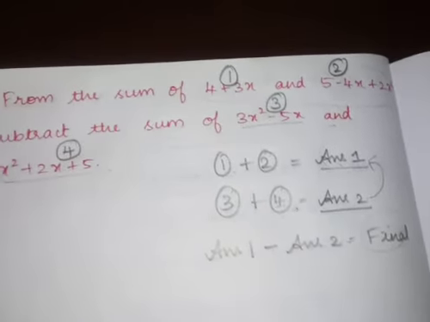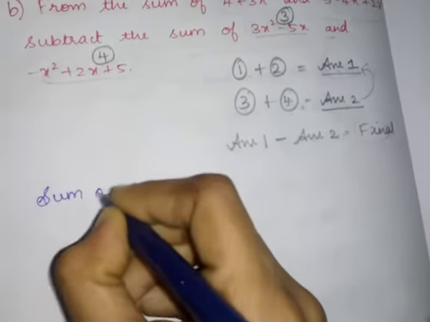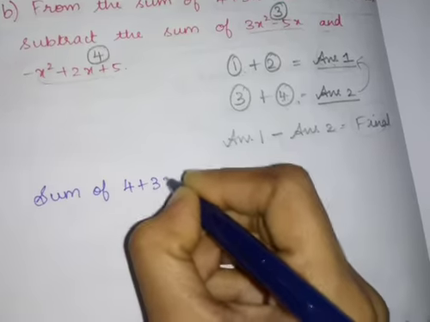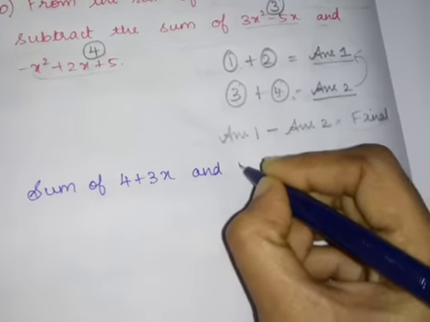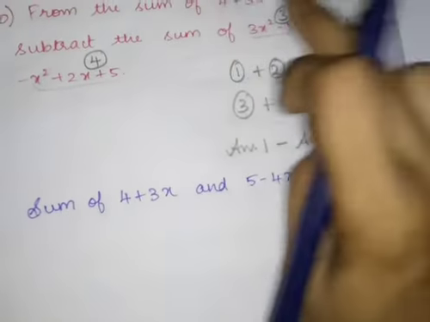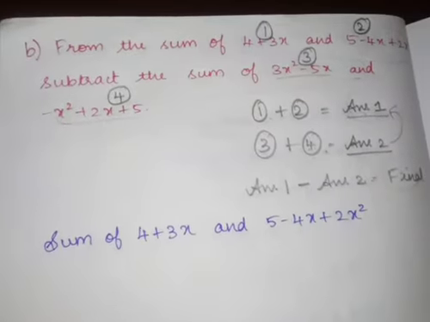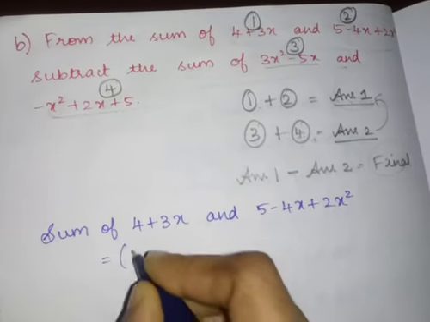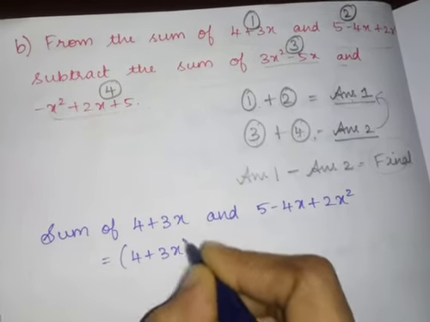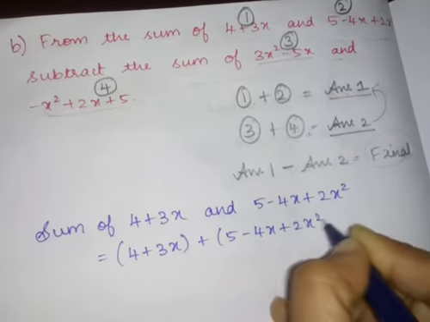Okay, now can we find the sum of values? Sum of 4 plus 3x and 5 minus 4x plus 2x square, which means I am going to add the first 2 expressions. Okay, keep it in your mind, adding the first 2 expressions. Now 4 plus 3x plus 5 minus 4x plus 2x square.